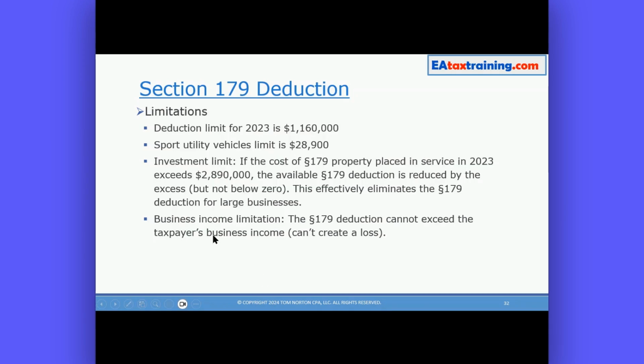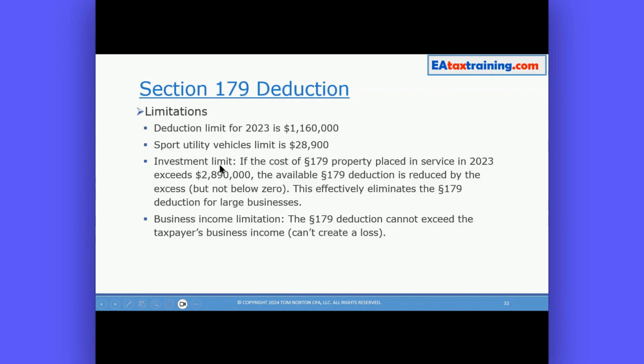There are limitations on the 179 deduction. So for 2023, the most you can do when you add up all of this is $1,160,000 worth of property that you can deduct immediately using Section 179. If you have a sport utility vehicle, then the limit for that one item is $28,900.